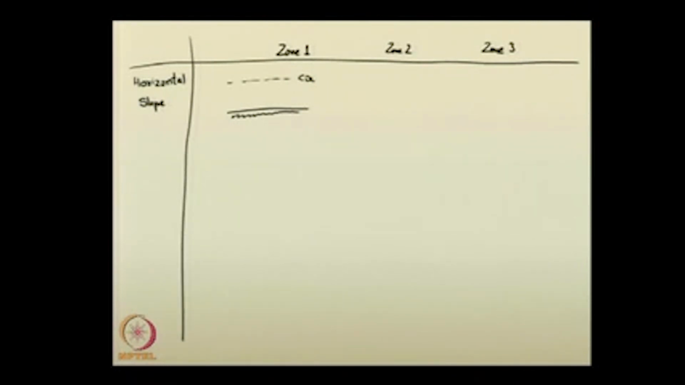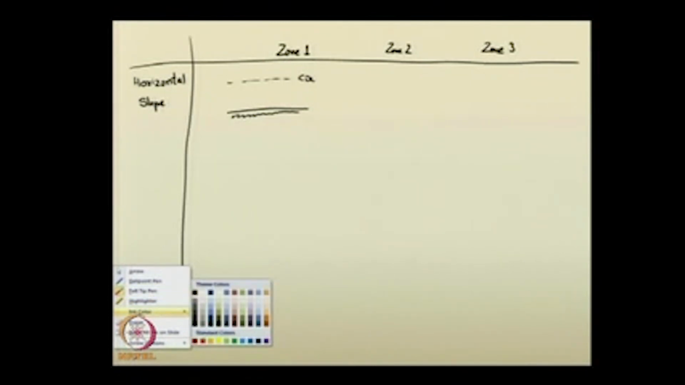If I make it in a tabular form like this, just for your benefit, in zone 1 there will not be any water surface profile for the horizontally sloped channels. So, we can easily suggest that this portion does not exist.